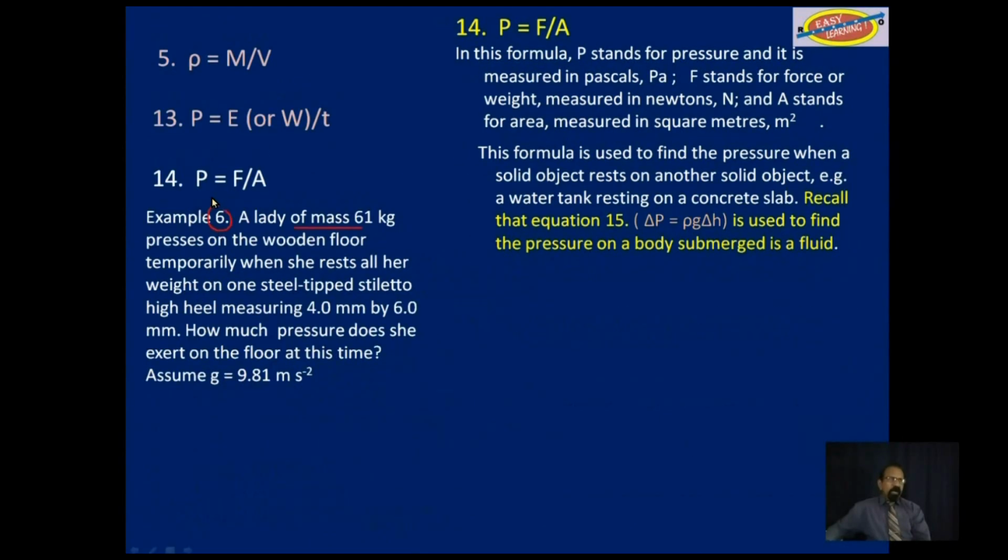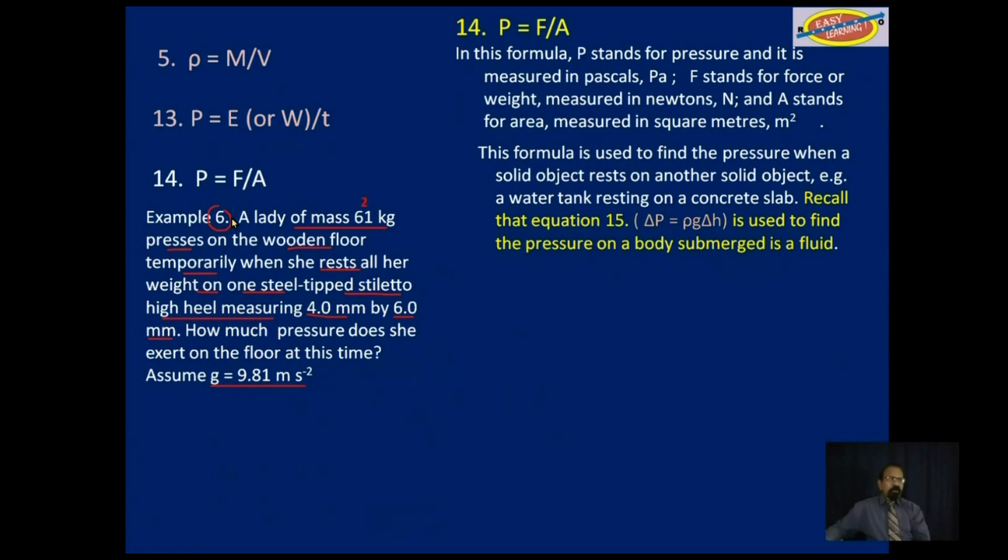A lady of mass 61 kilograms presses on the wooden floor temporarily when she rests all her weight on one steel-tipped stiletto-heeled high heel shoe, and the heel itself measures 4.0 millimeters by 6.0 millimeters. How much pressure does she exert on the floor at this time? Assume g is equal to 9.81 meters per second squared.